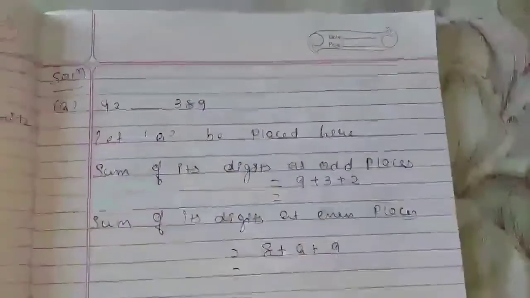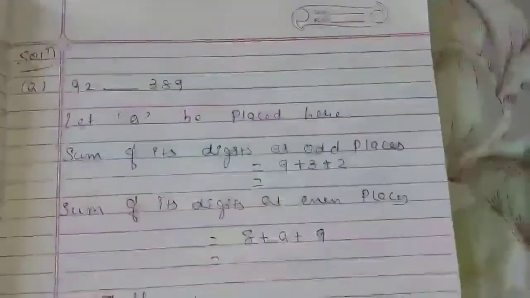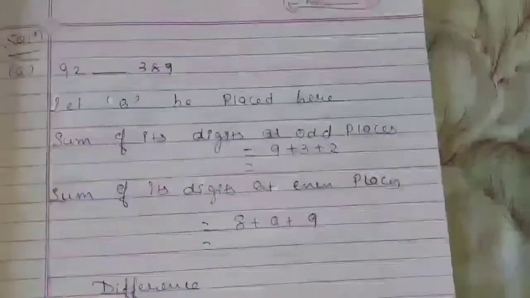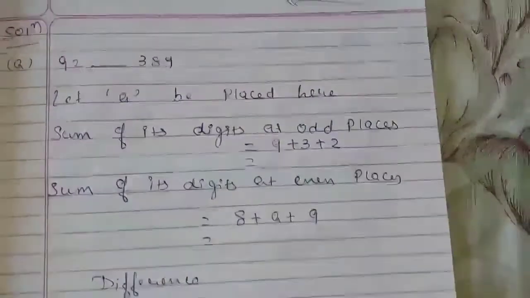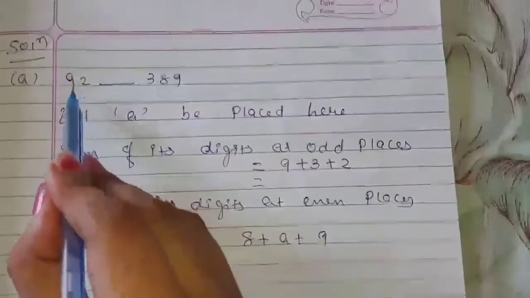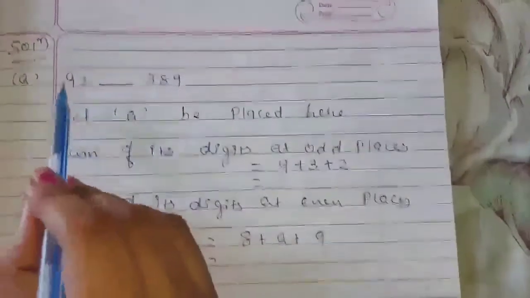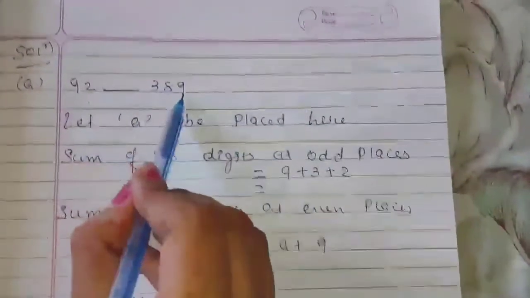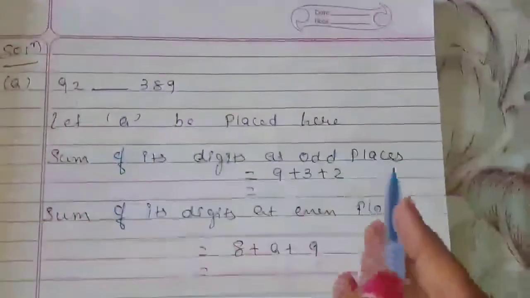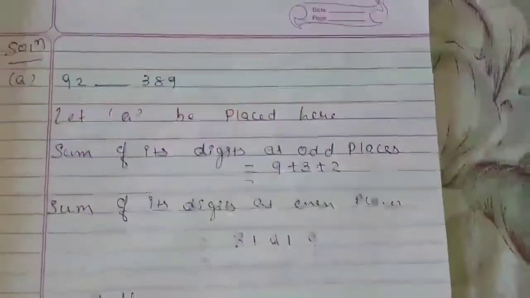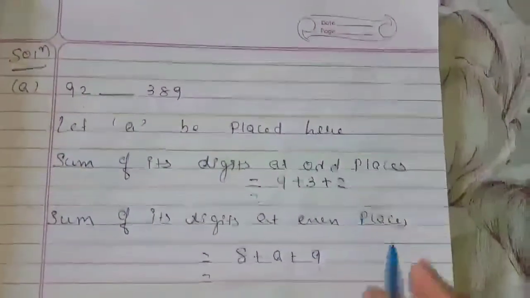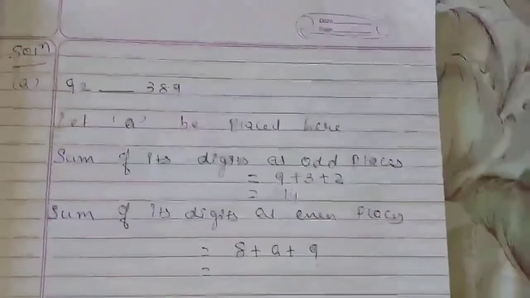Students, what is the divisibility rule for 11? The difference between the sum of the digits at odd places and the sum of the digits at even places should be 0 or divisible by 11. So here, we have the number 99 blank 2389 (part a). Let us place the alphabet A in the blank. The sum of its digits at odd places is 9 plus 3 plus 2, which is 40.